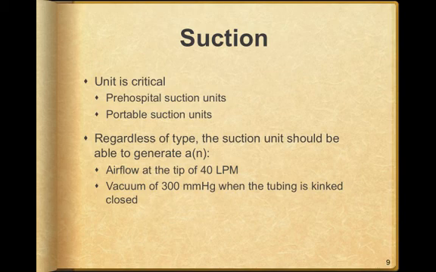Regardless of the type, the suction unit should be able to do the following, and that would be to generate 40 liters per minute of airflow through the tip and to provide a vacuum of 300 millimeters of mercury whenever the tubing is closed.